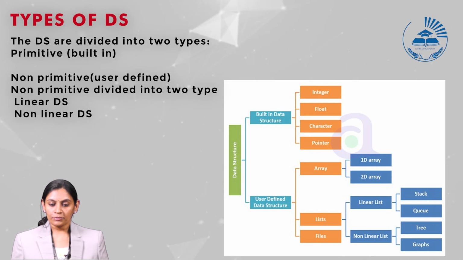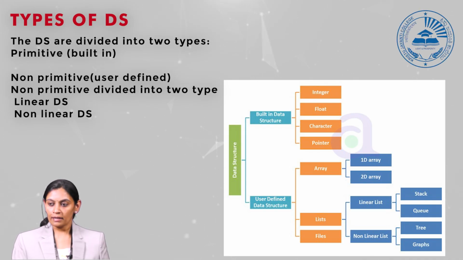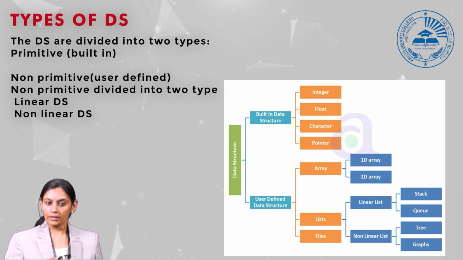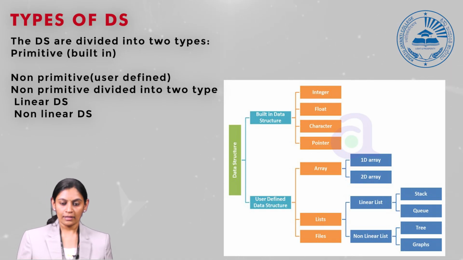To conclude, we have just gone through what a data structure is, what the basic objectives are, how we exactly generalize data structures, and the different types of data structures.